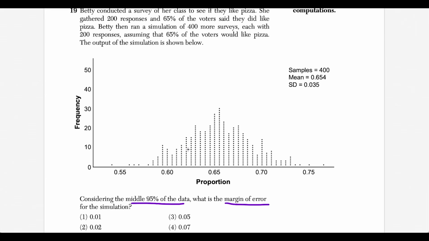And remember, the margin of error is the amount that a value might be above or below. So what are we allowed to go above or below? We're allowed to go above or below 2 standard deviations. So what we need to find here is, what is 2 standard deviations? 1 standard deviation is this. So 2 standard deviations would be 2 times 0.35. And this we could just type in a calculator, or if you multiply this out, this is going to be 0.07 like this, and that's going to match up with choice 4.